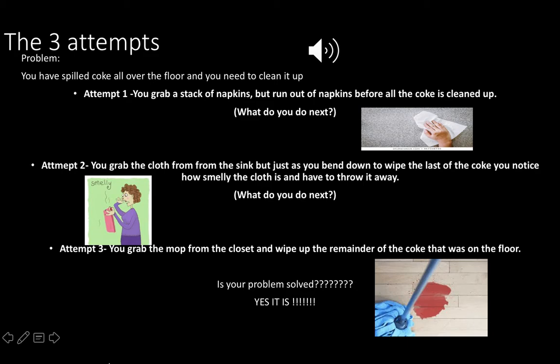So, here are my 3 attempts that I came up with for our problem, and let's go over them together. You have spilled Coke all over the floor and you need to clean it up. Your first attempt: you grab a stack of napkins but run out of napkins before all the Coke is cleaned up. So have we solved the problem? No, we haven't. So what do you do next?